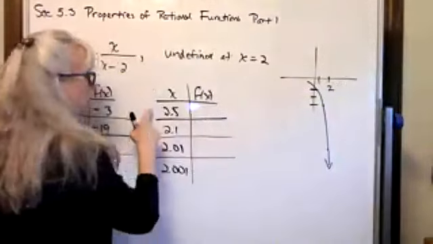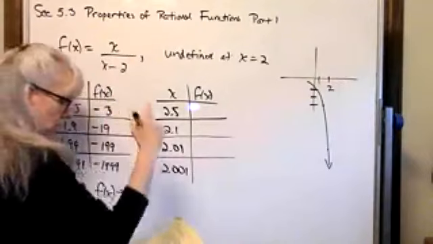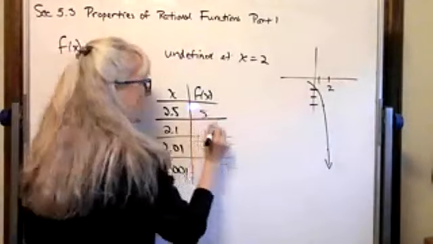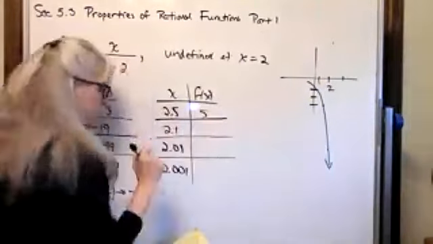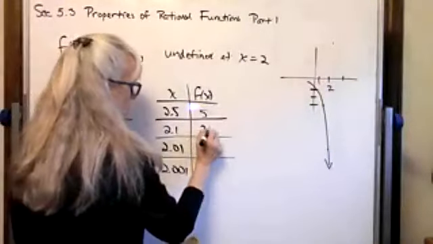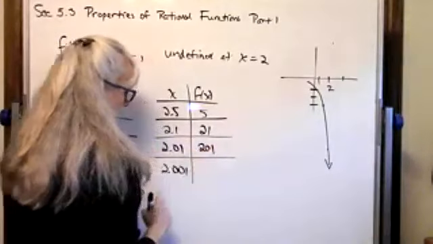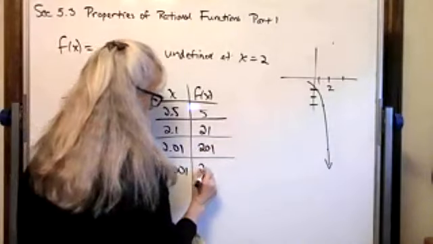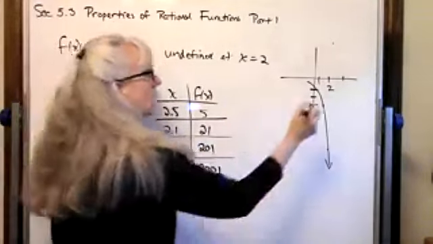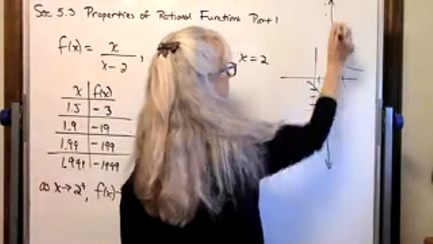What's happening? When you plug in 2.5 this time, 2.5 over 2.5 minus 2 comes out to be 5. So at 2.5, we're up top. We're up here somewhere. When you plug in 2.1, you get 21. When you plug in 2.01, you get 201. When you plug in 2.001, you get 2000. So what's going on is that this thing is headed up. So the graph is coming in and doing this shape.